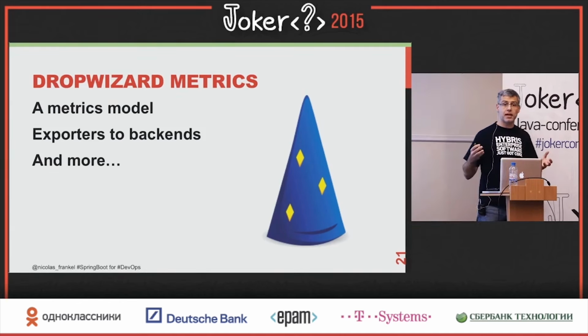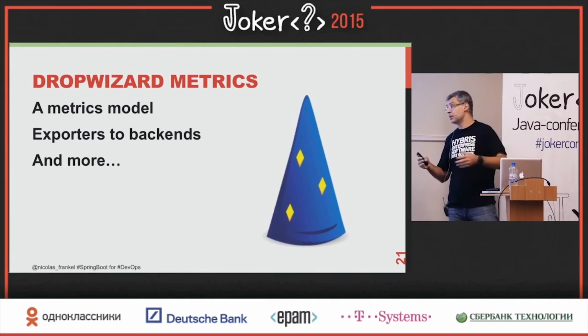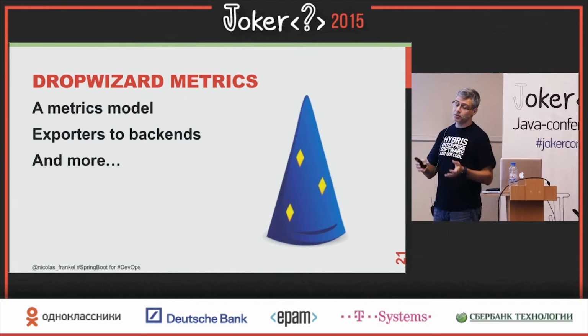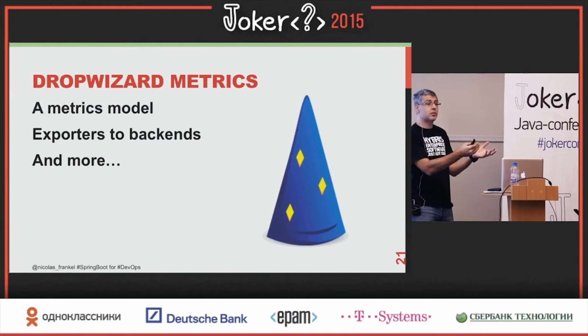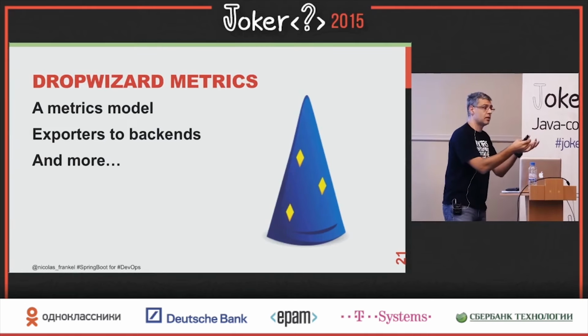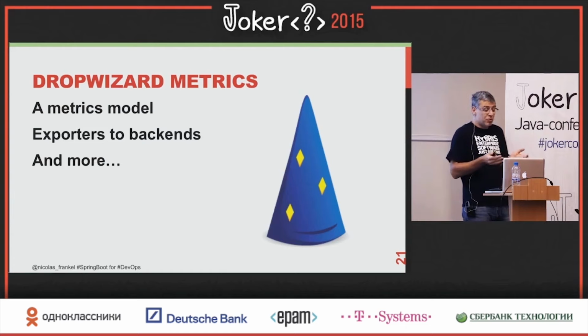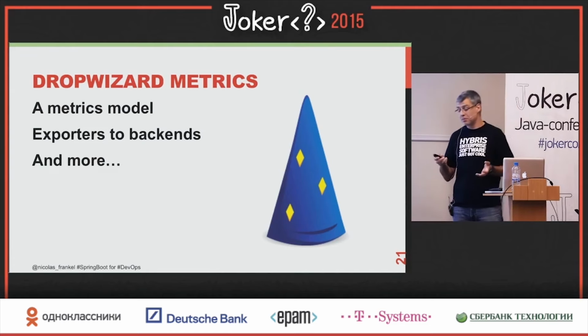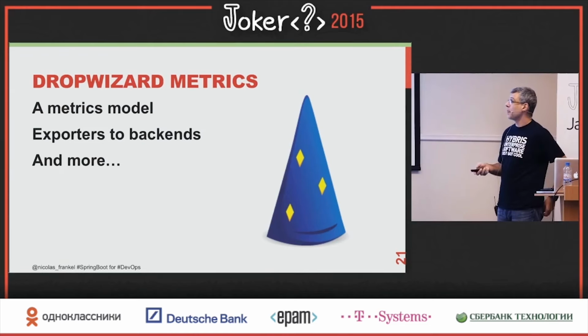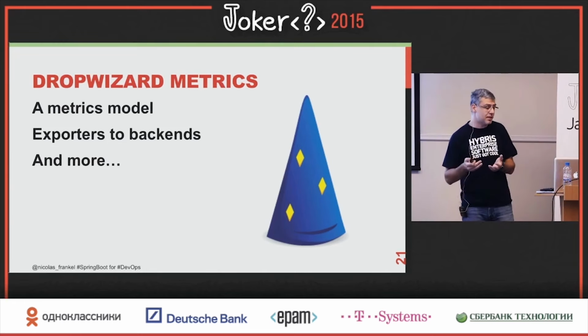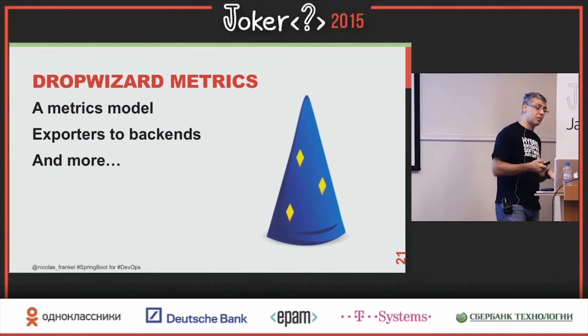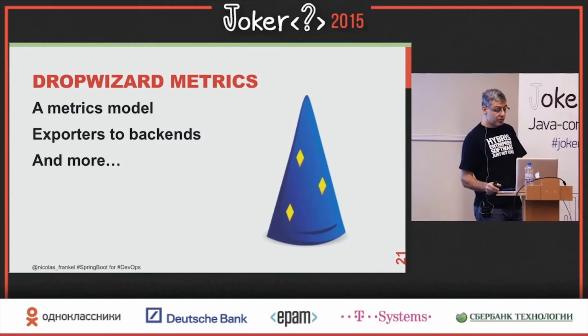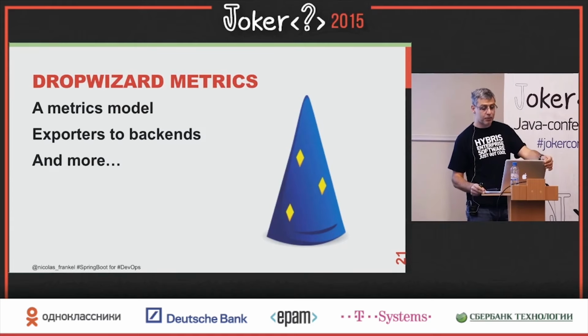You know about Spring Batch. Before we did Spring Batch, we did many things, but what Spring Batch brought is, what is a batch? What is a step? What is a chunk? What is a retry? So really simple, stupid stuff, but nobody did it before them. And Dropwizard is the same thing. It tells you what metrics are, which kind of metrics. And Dropwizard also brings you exporters to backends.